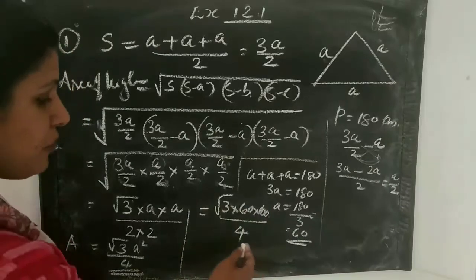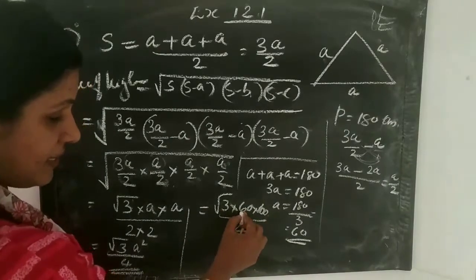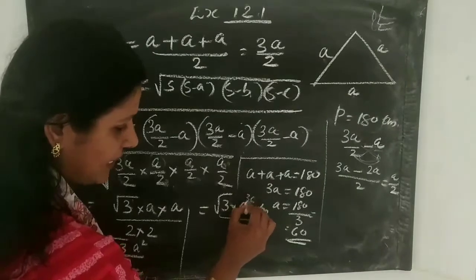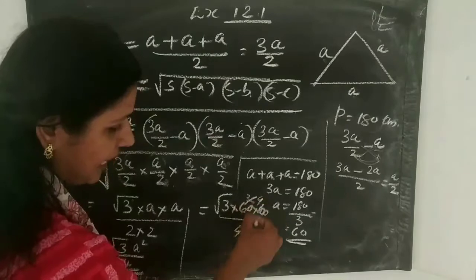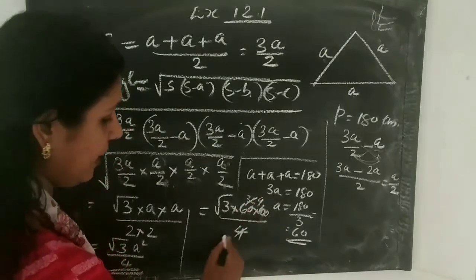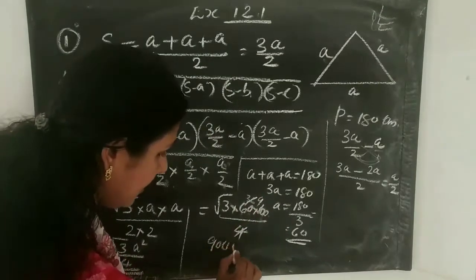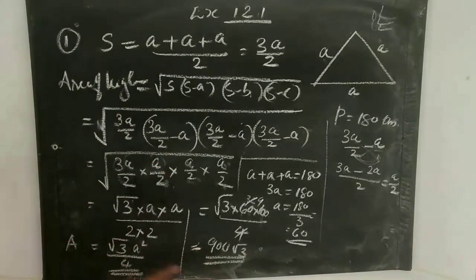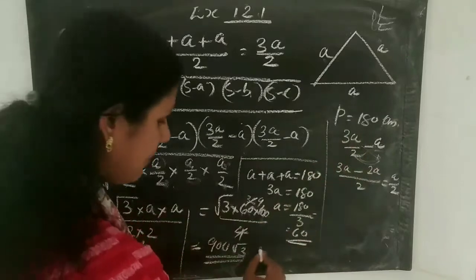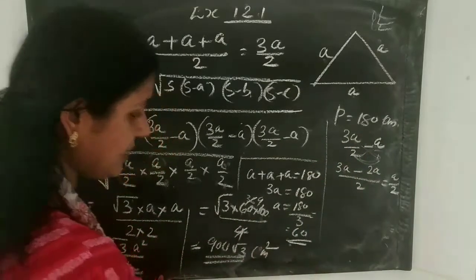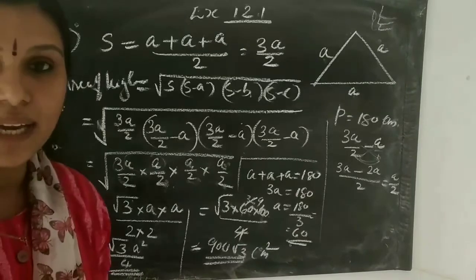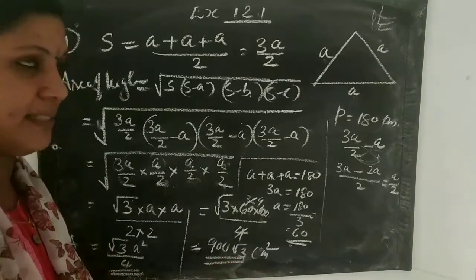6 sixes are 36, and 36 by 4 is 9. So we get 900 root 3, and it is in centimeter, so the area is written as centimeter square. Understood? How to get this? How to apply and get that?